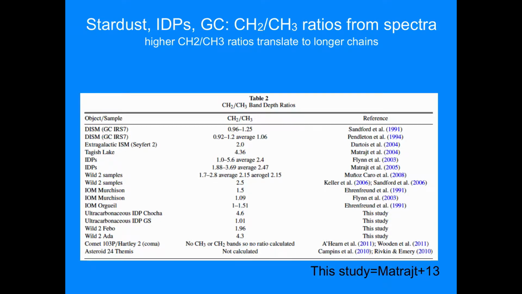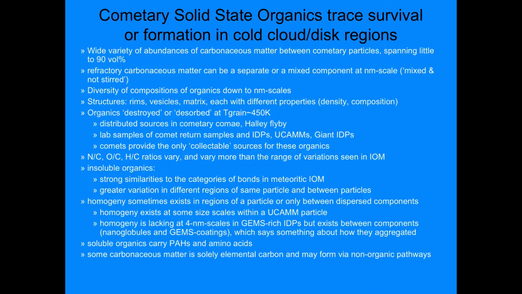And this is the CH2 to CH3 band depth ratios. If you have a bigger number, that means it's a longer chain, and in some ways, as far as I understand from being coached by Yvonne, a more fragile molecule. So if you look about two-thirds of the way down the list, you see 4.6. That's the IDP Chaka. And FIBO, 1.96. ADA, 4.3. So that's a much greater abundance of these more fragile longer chain molecules than in the interstellar medium. So this is my summary.